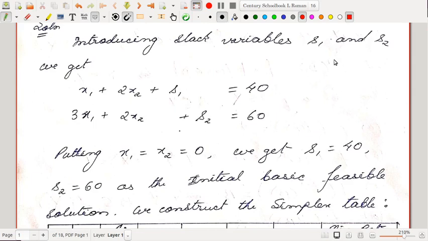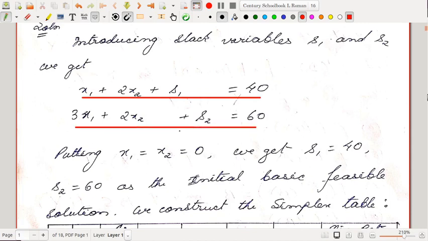So if we introduce slack variables, our constraints will get converted to equality. So we have these two equations. Okay, and then the next step is we have to put the other variables as 0 except the slack variables. We will put other variables to 0 to get the initial basic feasible solution. Okay, so putting x1 equal to x2 equal to 0, we get s1 equal to 40 and s2 equal to 60 as the initial basic feasible solution.